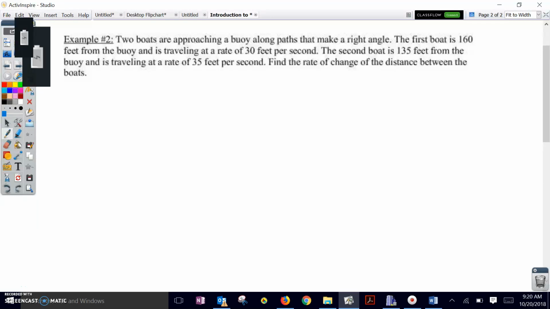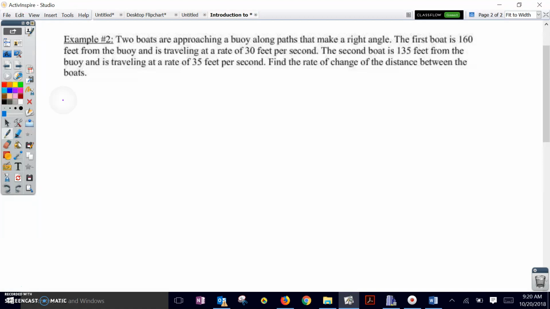Alright, welcome back everybody. In this video we're going to look at example 2 from the Introduction to Related Rates video. Looking at this example, we have two boats that are approaching a buoy along paths that make a right angle. First boat is 160 feet from the buoy and is traveling at a rate of 30 feet per second. Second boat is 135 feet from the buoy and is traveling at a rate of 35 feet per second. Find the rate of change of the distance between the boats.